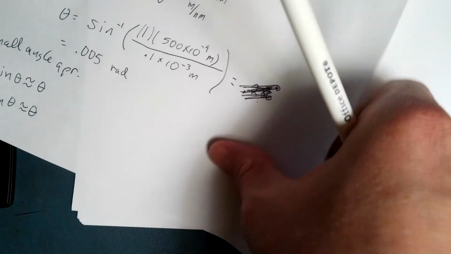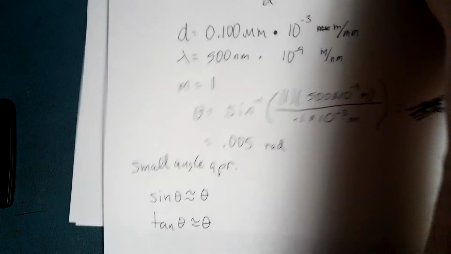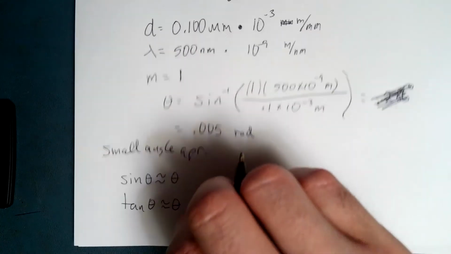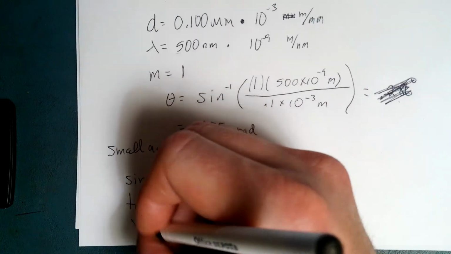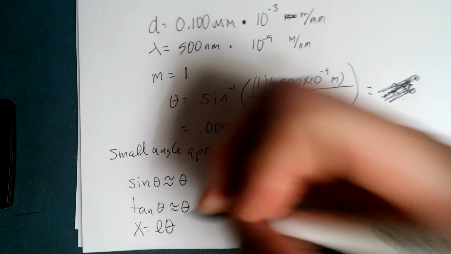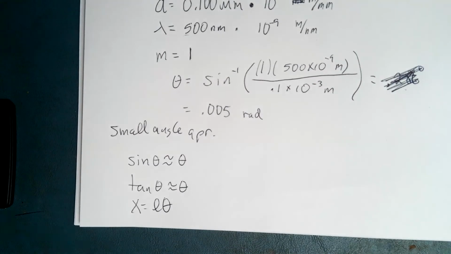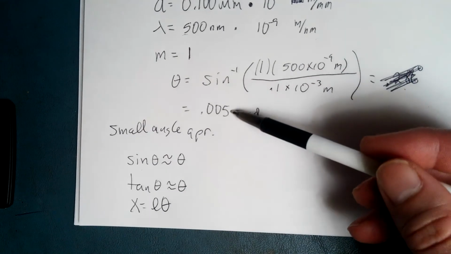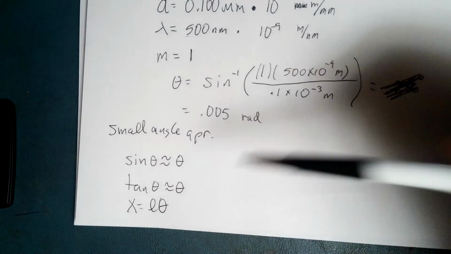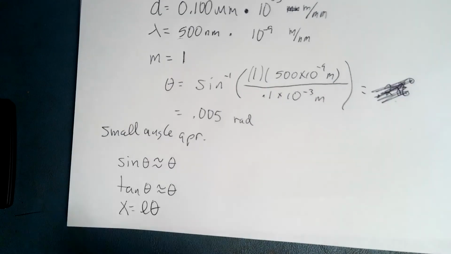go back down here, we can use what we're going to use for this problem and say that X equals L theta. Okay, that's our theta. L is the 1.2, so just plug that in and get your answer. I'll leave that up here for a second. This guy right here.